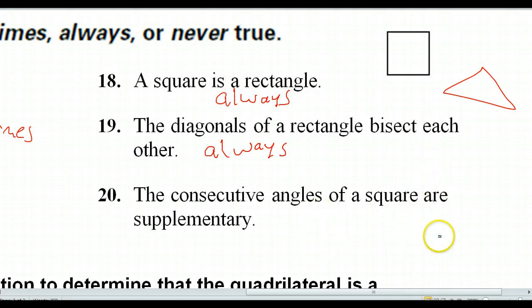Consecutive angles of a square are supplementary. Always, sometimes, or never? We're talking about a square. How many degrees are the angles of a square? 90. It's 90 all the way around. Consecutive means right next to each other. So if I pick any two angles, they're 90 and 90. That's supplementary. They will always be supplementary.